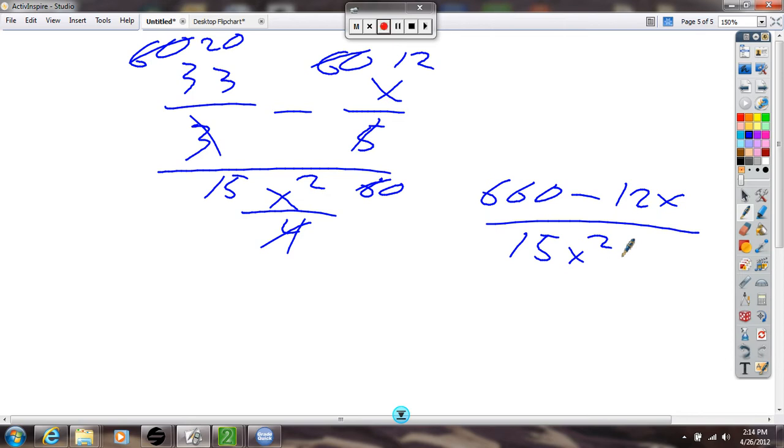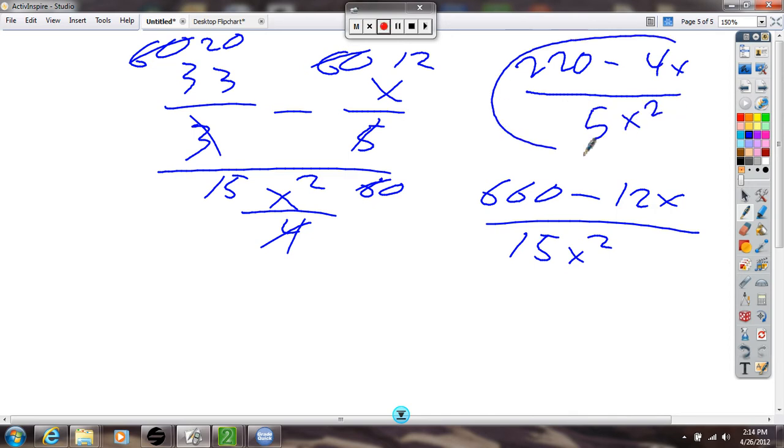Does 5 work? No, because 5 doesn't come out of 12. So if there's something common, it's 3. Does 3 go into 660? Yes. Does it go into 12? Yes. So I can divide everything by 3. How many times does 3 go into 660? 220. Minus 3 into 12 over 3 into 15. Okay?